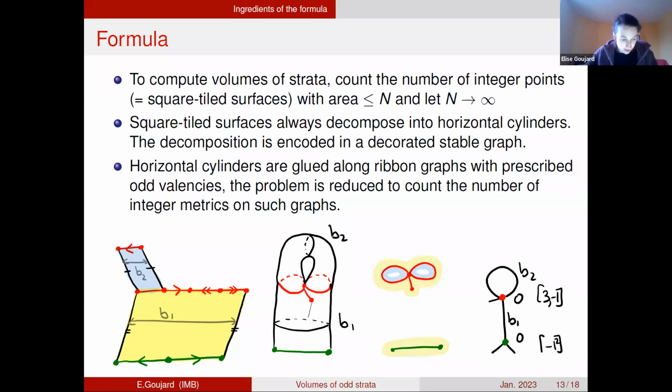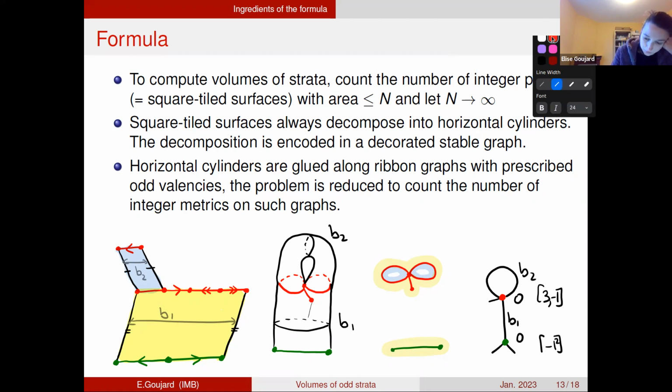Okay, let me put all of this together and show you how we prove this formula, where it comes from, etc. So let me recap everything. We want to compute the volume of strata of quadratic differentials. I first say that to compute volumes, you just need to count integer points in the stratum, and these integer points correspond to square tile surfaces. What you want to do is to count square tile surfaces with at most n squares and let n go to infinity.